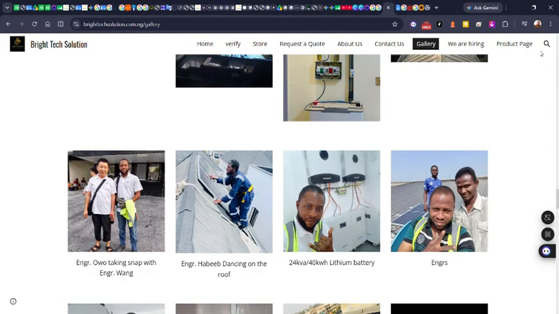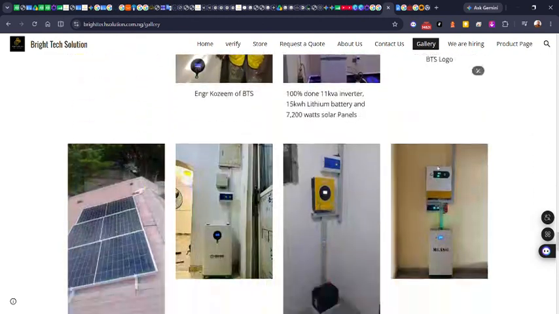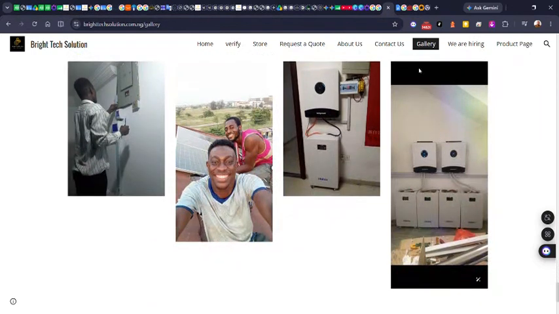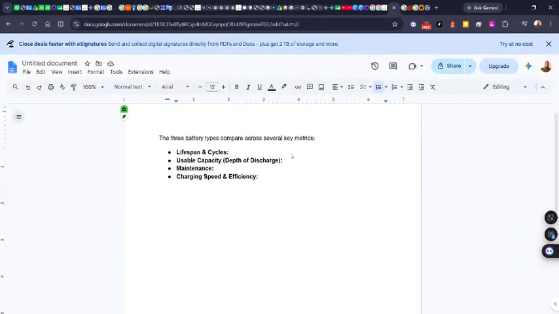Sorry guys, a call came in, so I had to pick it. As I was saying, let's go to the characteristics of these batteries, the differences between them. So the first difference is the lifespan. These are the major ones I need you guys to talk about.